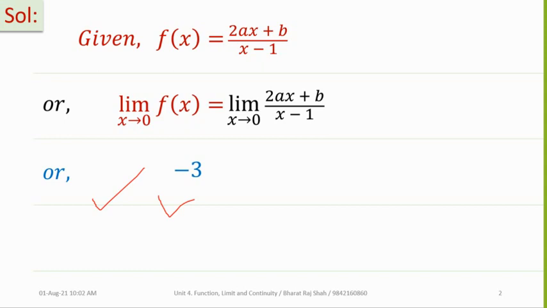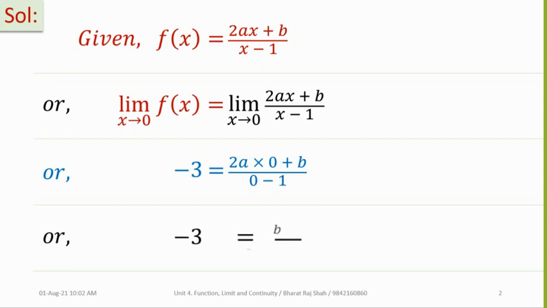And now on the RHS, let's substitute the value of x as 0. So here we will write 2a times 0, because 0 is the value of x, and then plus b, divided by 0 minus 1. Why 0 minus 1? Because don't forget that 0 is the value of x. And now you will say, sir, what shall we do right now? Right now, let's solve this equation, and then we shall get the value of a or b.